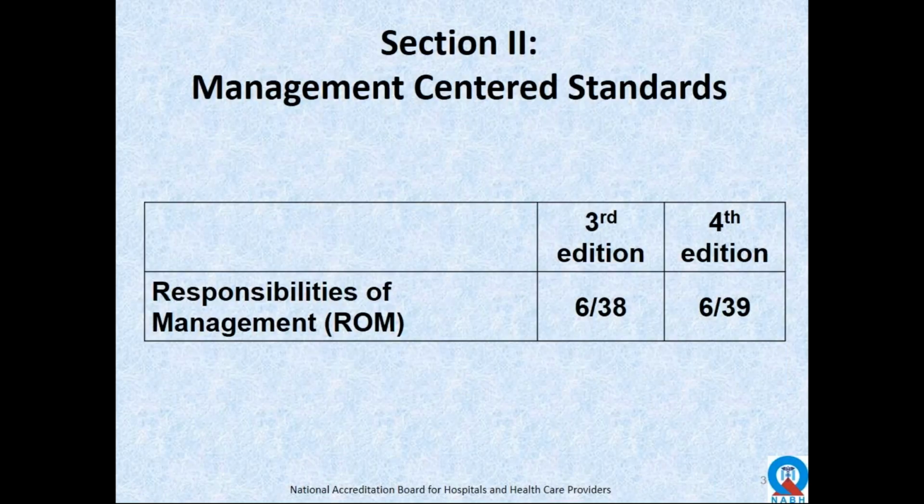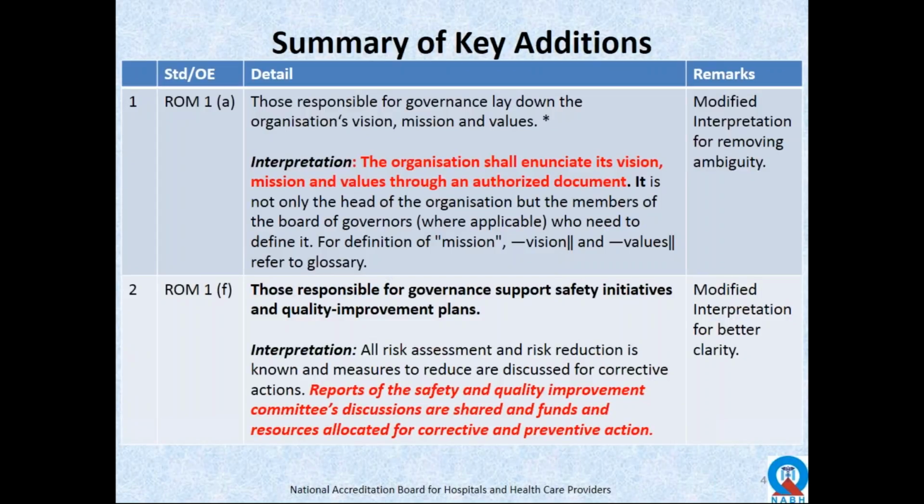Looking at the first element, ROM 1A, it says that those responsible for governance lay down the organization's vision, mission, and values. The modified interpretation removes the ambiguity and requires that those responsible for governance release an authorized document which mentions the vision, mission, and values. ROM 1F, the next element, states that those responsible for governance support safety initiatives and quality improvement plans. The modified interpretation now ensures that the safety and quality committee reports reach the board of directors or other similar levels of governance, so that they can then allocate the funds and resources for necessary corrective and preventive action which is required for the same.